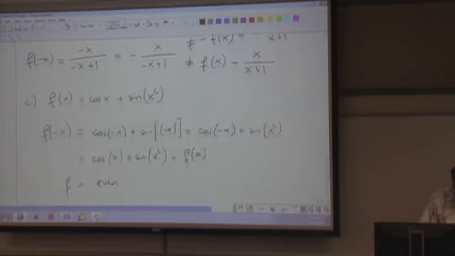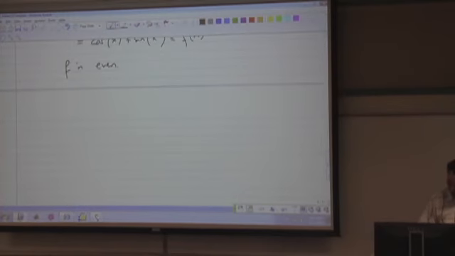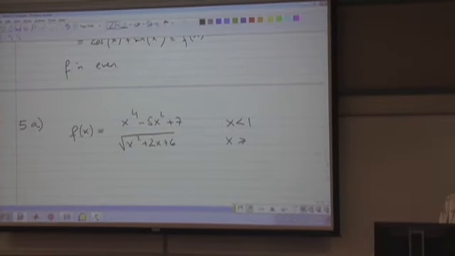Okay. Number 5? Yeah. Which one? Both? Yeah. How did you do the first one? So anybody attempted to graph it? No? So I finally managed to achieve my goal. So we have f of x equals x to the fourth minus 5x squared plus 7 if x is less than 1. And it is equal to the square root of x squared plus 2x plus 6 as long as x is bigger than or equal to 1.